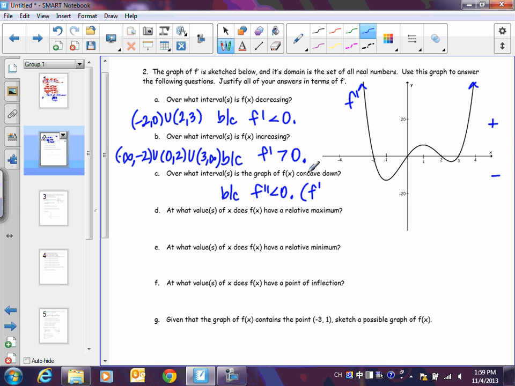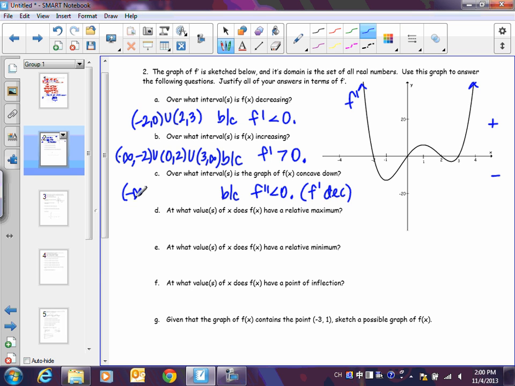F prime is decreasing. What's the slope when something's decreasing? Negative. So essentially what we're saying here is the slope of the slope. Okay, but that's confusing. This is why we have names like first derivative, second derivative. So what we're really looking for here is when f prime is decreasing. Before we weren't really paying attention to when f prime is decreasing, but for concavity, we are.